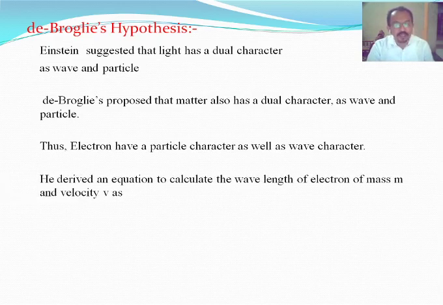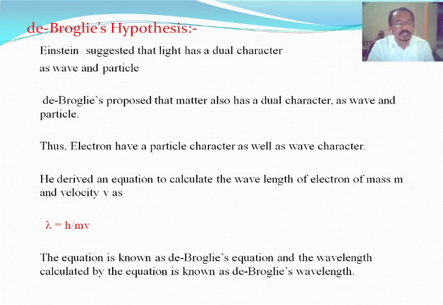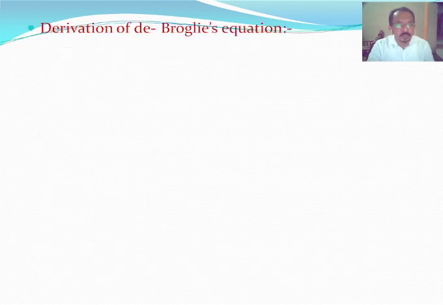He derived an equation to calculate the wavelength of an electron of mass m and velocity v as lambda is equal to h upon m into v, where h is the Planck constant and lambda is the wavelength which is associated with that particle. The equation is known as de-Broglie's equation and the wavelength calculated by this equation is known as de-Broglie's wavelength.